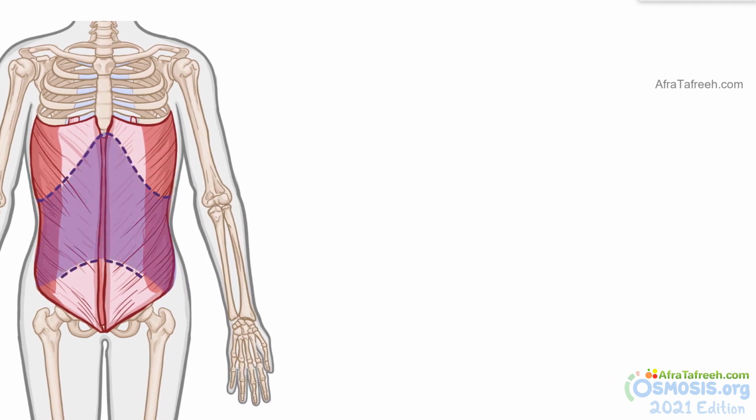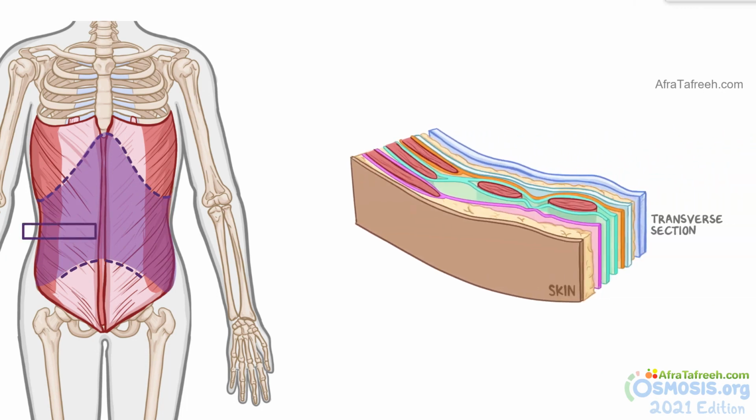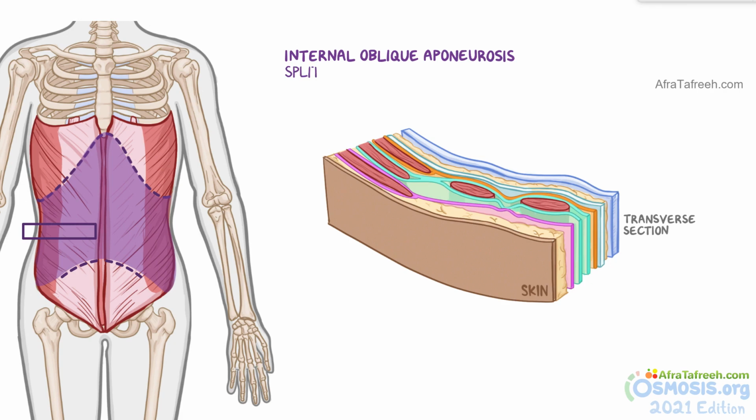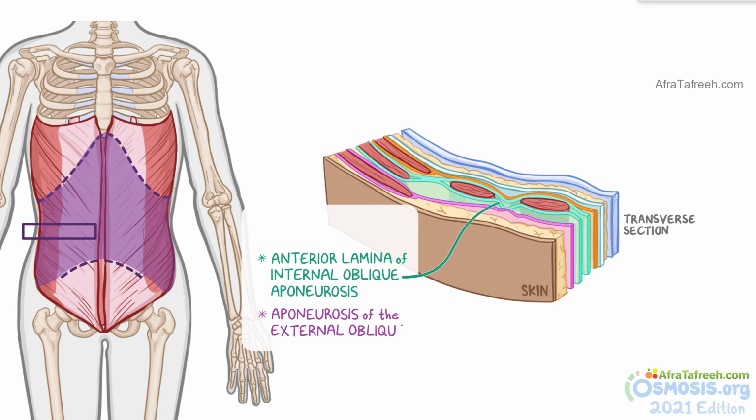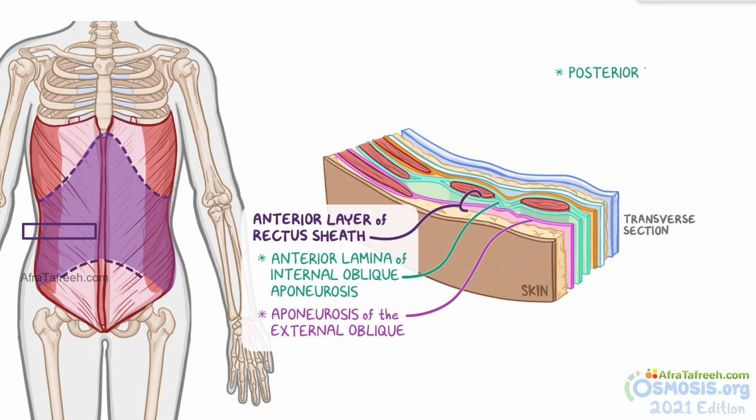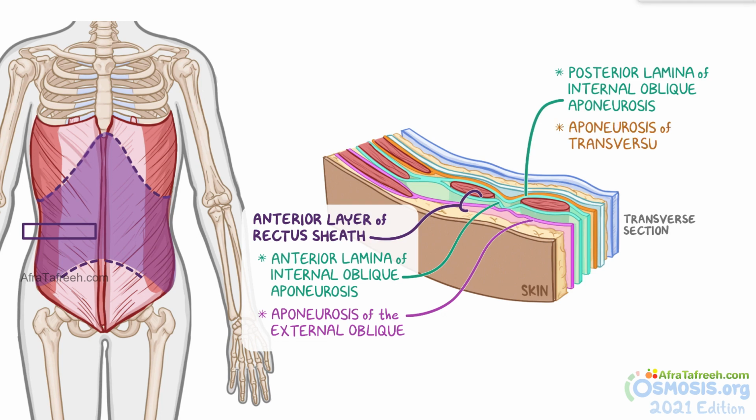Between the costal margin to just below the umbilicus, the rectus sheath contains an anterior and posterior layer. The internal oblique aponeurosis splits into two layers, or laminae, at the lateral border of the rectus abdominis. The anterior lamina of the internal oblique aponeurosis passes anterior to the muscle and merges with the aponeurosis of the external oblique to form the anterior layer of the rectus sheath. The posterior lamina of the internal oblique aponeurosis passes posterior to the rectus abdominis and merges with the aponeurosis of the transversus abdominis to form the posterior layer of the rectus sheath.